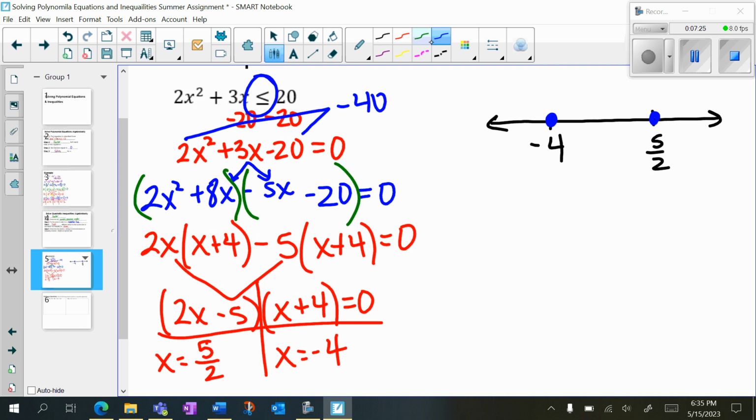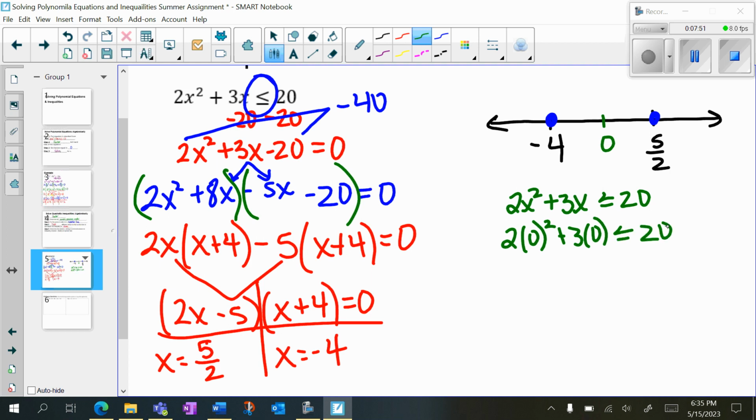So I want to pick a test value. I always like to pick the test value in between. So in between negative 4 and 5 halves is 0. So I'm going to test 0. So what I'm going to do is substitute 0 back into my original. So I had 2x squared plus 3x is less than or equal to 20. I'm going to test 0. So 2 times 0 squared plus 3 times 0, is that less than or equal to 20? Well, let's see. 2 times 0 squared is 0, 3 times 0 is 0, so is 0 less than or equal to 20? That's true. So if that's true, that means I'm going to be shading in between the negative 4 and the 5 halves.